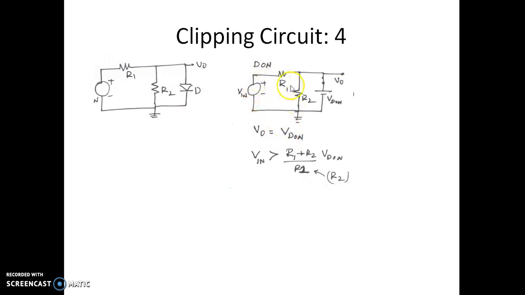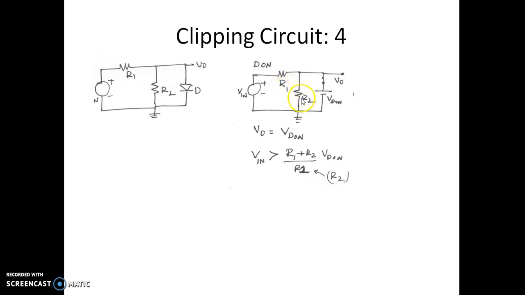Next, the question is when does this condition occur? Now we know that the voltage at the P should be more than VD on so that this switch closes. So in order to have VD on over here, what is the required voltage at the input? As it was told, it depends on the values of R1, R2. When the input voltage is greater than (R1 plus R2) by R2 multiplied by VD on, only then the diode conducts.